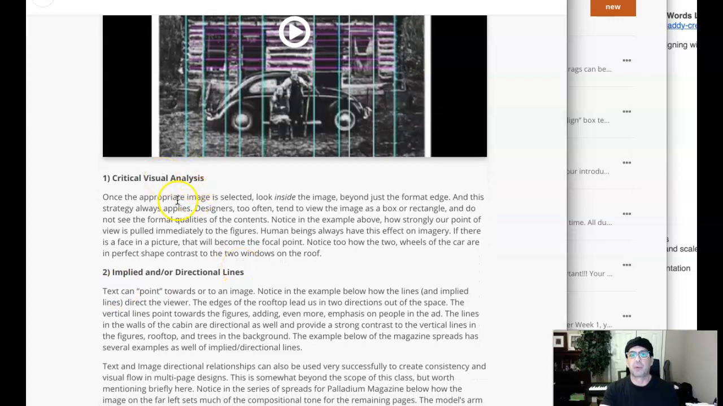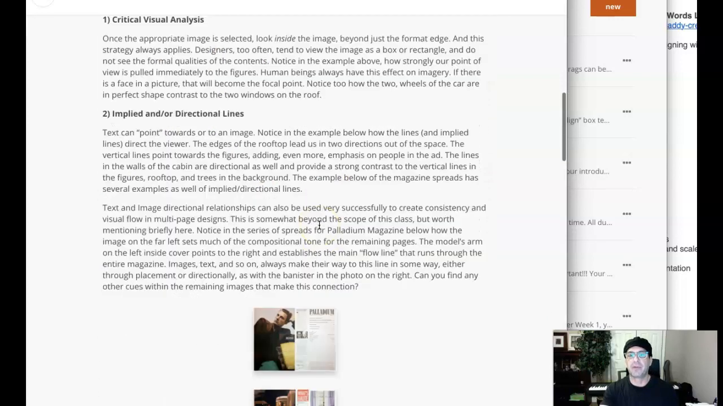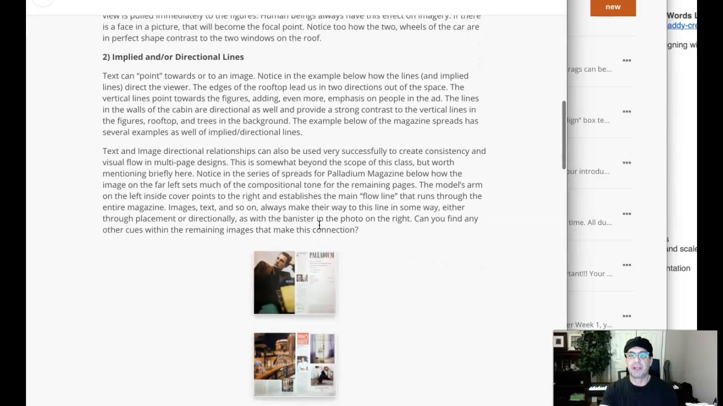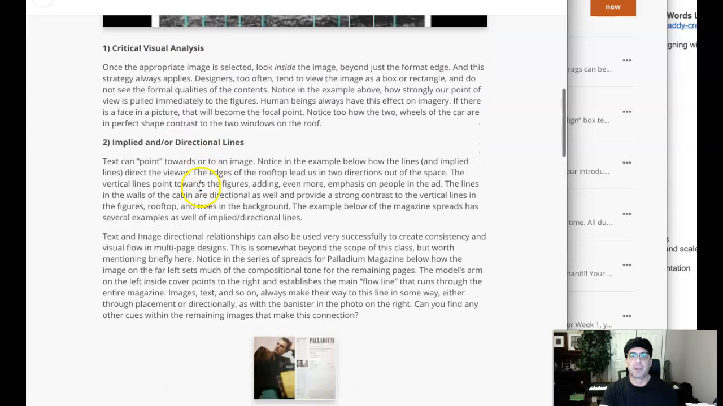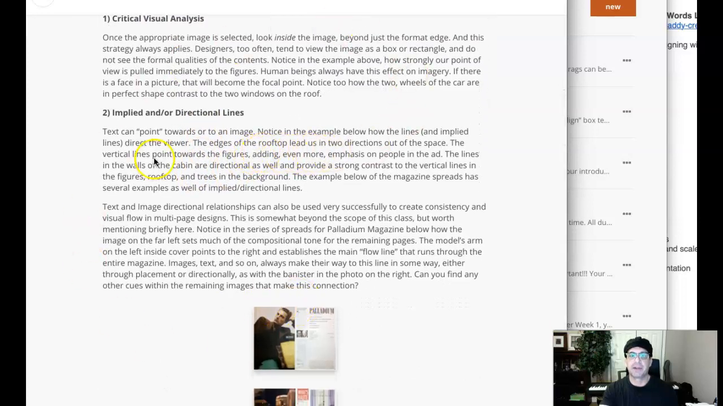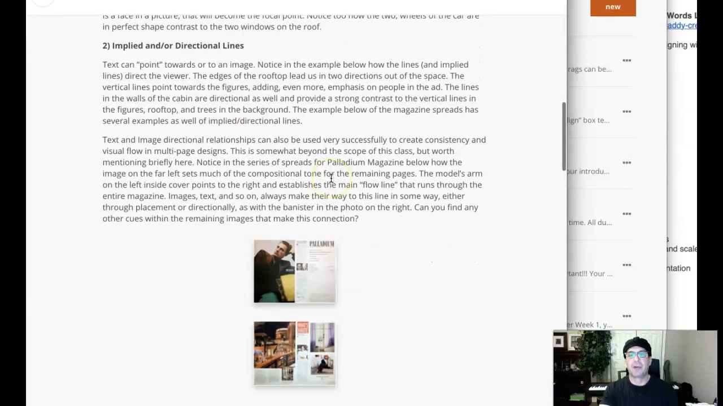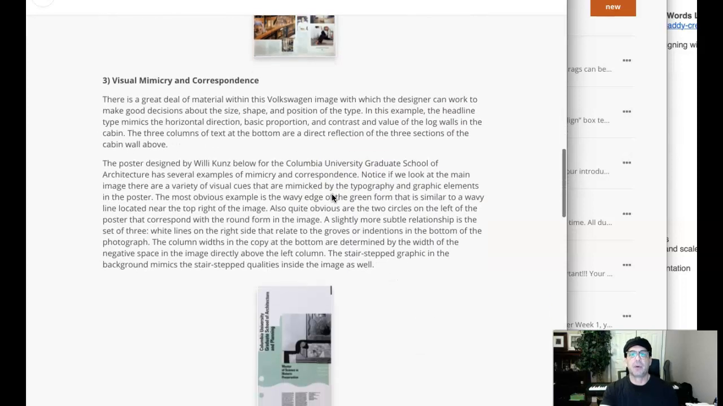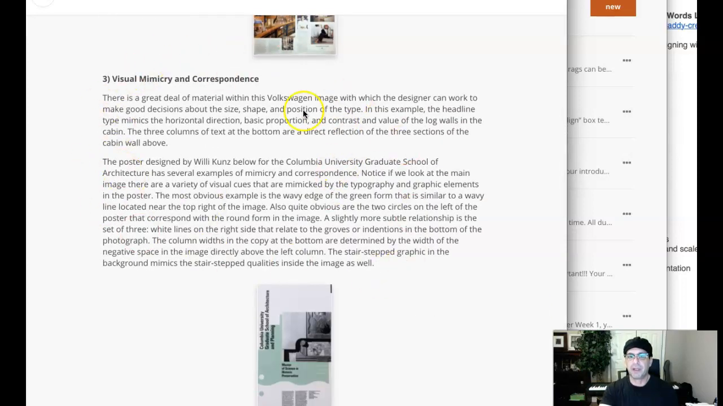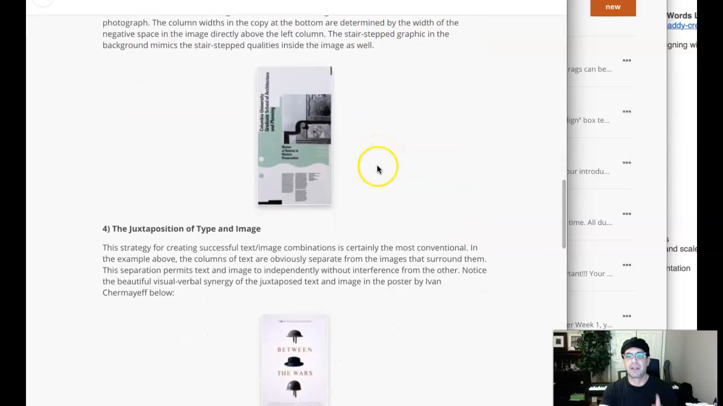It deals with visual critical analysis, how to take attributes from an image and incorporate them into a layout. We have a couple of different things here. We have a critical visual analysis, which is common to any technique you use. We have implied and/or directional lines. This is how you can use image to direct a viewer to a specific portion of the layout. Then we have visual mimicry and correspondence. And I really, really want to talk about that, and I'll continue on that in a second.